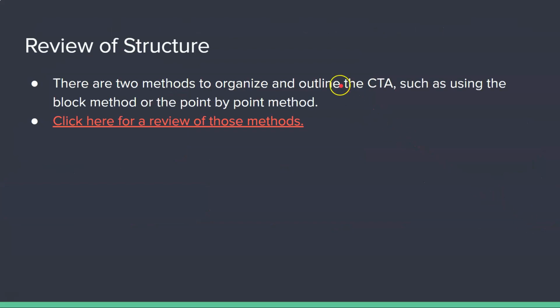Now here's a review of structure. There are 2 methods that you can use to organize and outline the CTA that is discussed within the textbook, and that was a part of last week's reading. So you can use the block method or the point-by-point method. And if you need a review of those methods, I have included a link to a handout from a writing center.